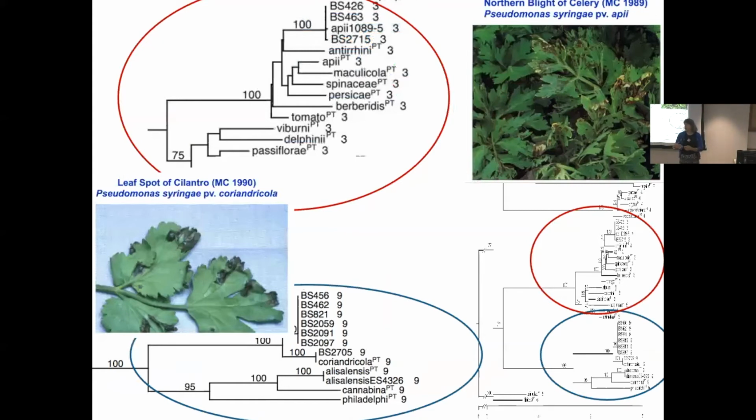So here's a place where we actually have two different organisms causing the same disease on parsley. Okay, and I can tell you that you can make the Pseudomonas syringae pathovar coriandricola a pathogen on celery, you can inoculate it and you can get some kind of plant reaction, but we've never seen it from the field on celery. And likewise, we can get a plant reaction from Pseudomonas syringae pathovar apii on coriander or cilantro, but we never see it from the field. So there's a difference between what we're seeing in the fields and what we can get to cause disease or plant reactions in the greenhouse.